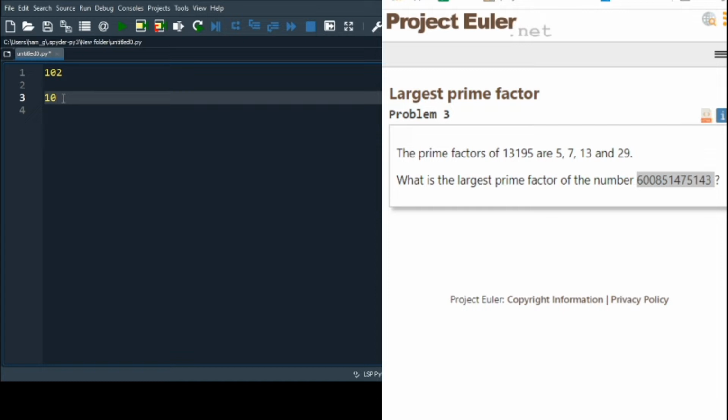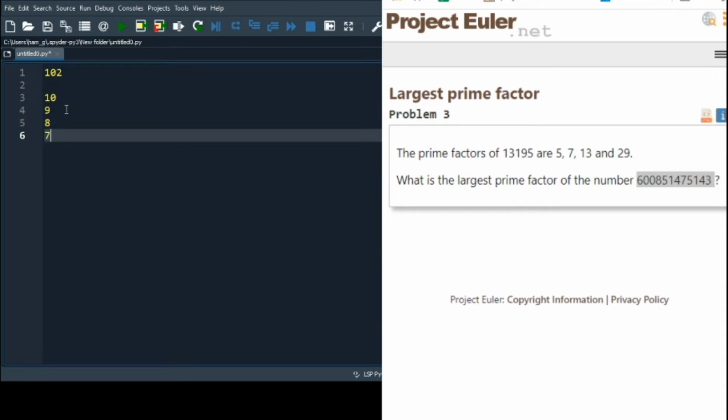Now, does 10 go into 102? No, it doesn't. So let's decrease. Let's go to 9. Does that go in? No, it doesn't. What about 8? Does 8 go into 102? No, it does not. What about 7? Does 7 go into 102? 91, 98, no it doesn't.